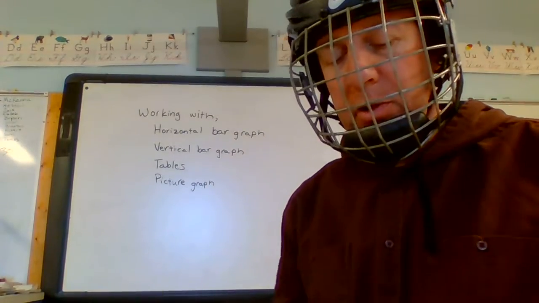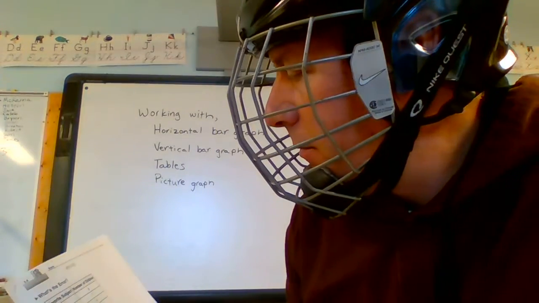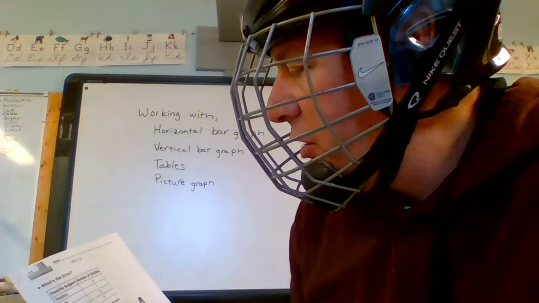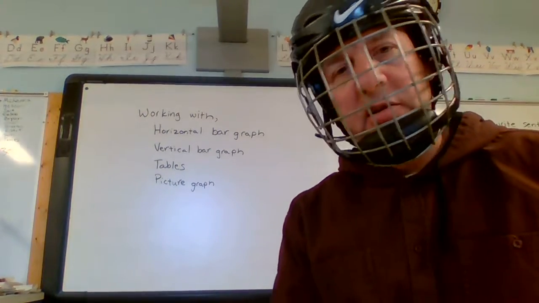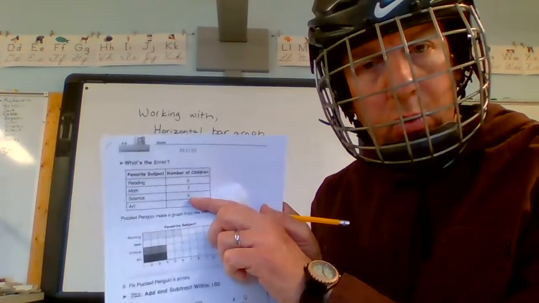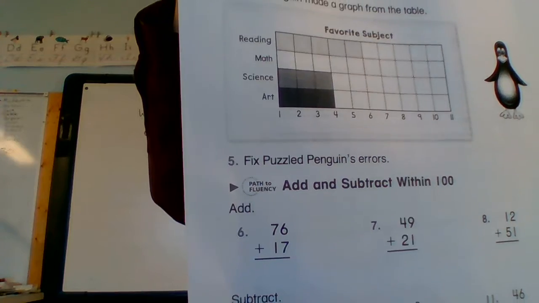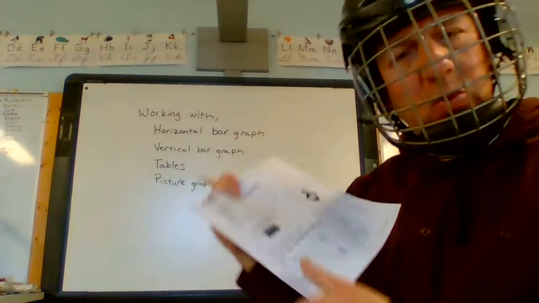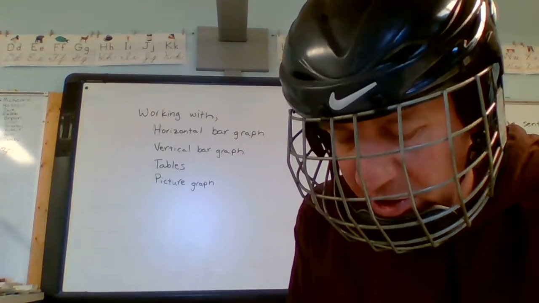7. But before you start graphing that, what if nobody had chosen science? What if nobody had raised their hand for science, and science was 0? How would we graph that when the first number on the graph is 1? Just what if? So that's why we need to change our graph.